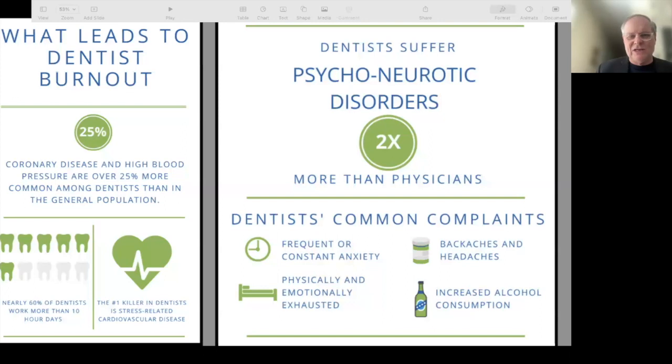And commonly that's associated with general anxiety disorders, panic attacks, depression. We tend to take things more personally. We are more isolating, dentists are, than physicians. We're more competitive than physicians, a lot of us, some studies have shown. But so we find ways to relieve the pain. Sometimes it's through pills, sometimes it's through alcohol consumption.